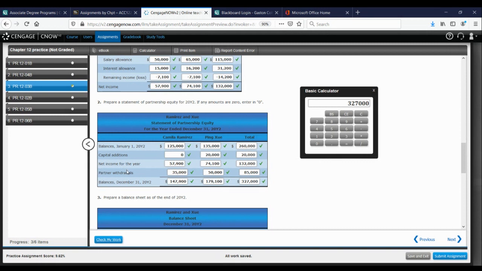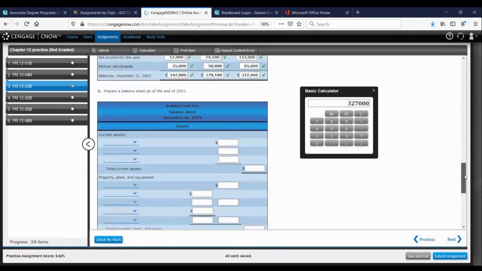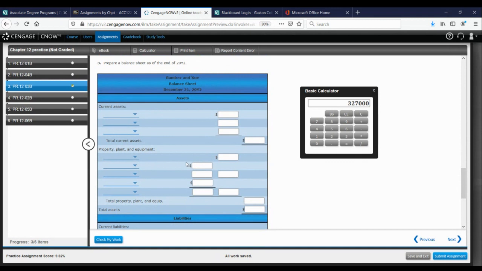The statement of partnership equity should always be prepared after you have divided out the net income among the partners. After you prepare the income statement, we'll prepare the statement of partnership equity. We need the ending amounts for these to go on our balance sheet. The balance sheet that they've got for you here is very similar to the balance sheets that you've looked at in your previous accounting course, ACC122.